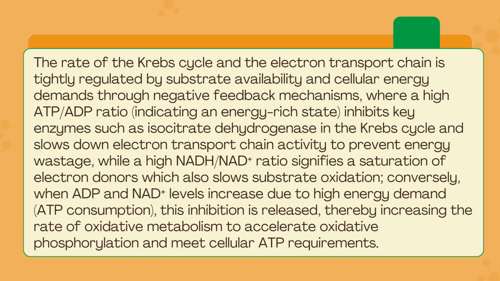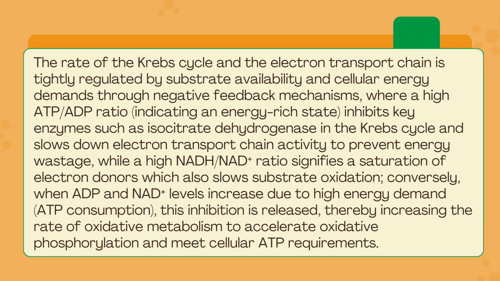The rate of the Krebs cycle and the electron transport chain is tightly regulated by substrate availability and cellular energy demands through negative feedback mechanisms, where a high ATP/ADP ratio, indicating an energy-rich state, inhibits key enzymes such as isocitrate dehydrogenase in the Krebs cycle and slows down electron transport chain activity to prevent energy wastage, while a high NADH/NAD+ ratio signifies the saturation of the electron donor, which also slows substrate oxidation.